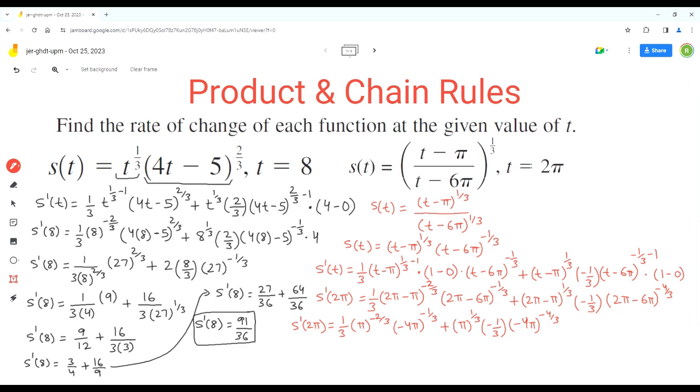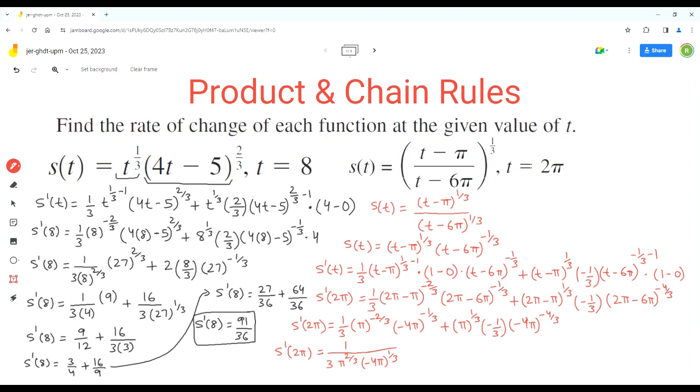Now we can simplify it further. Now in the first part, pi and negative 4 pi have negative exponents, so we can move them to the denominator. So s prime of 2 pi equals 1 over 3 and then pi exponent 2 over 3 and then (negative 4 pi) exponent 1 over 3 in the denominator.